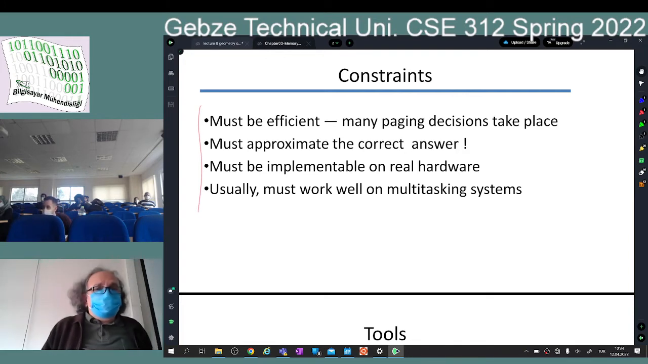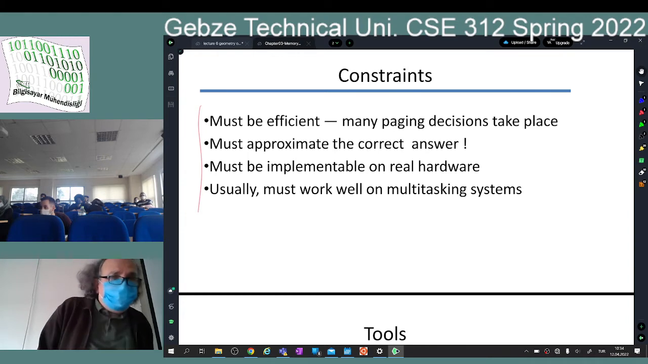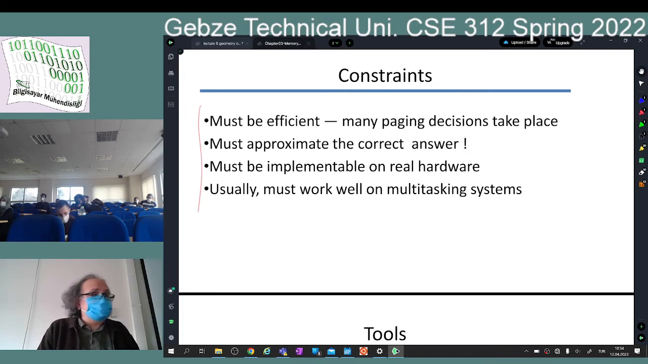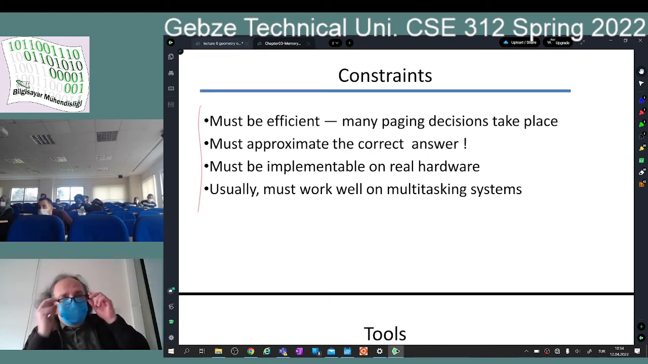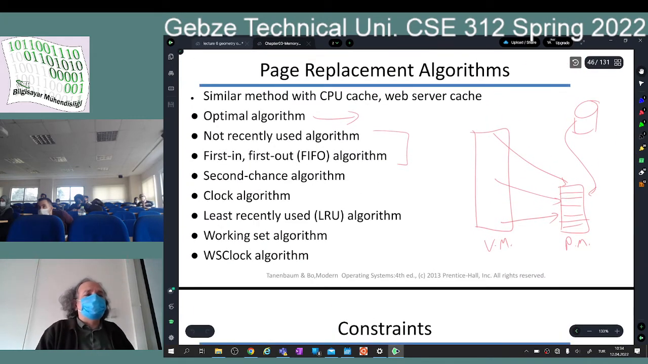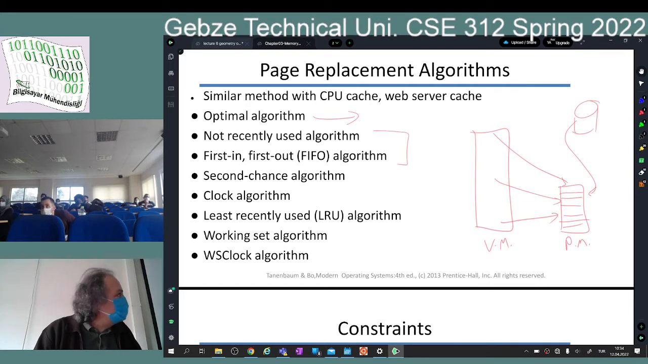So it must be efficient, but I can make something very efficient by choosing the first random one. That doesn't mean that it's efficient in an effective manner. So your answer must be correct too. What is the correct answer? As we said last time, its result should be close to the optimal algorithm.